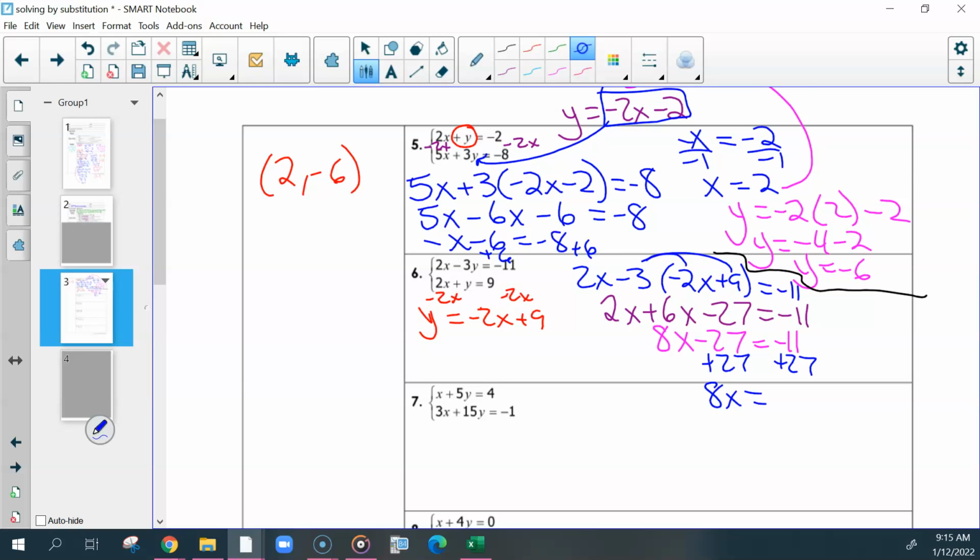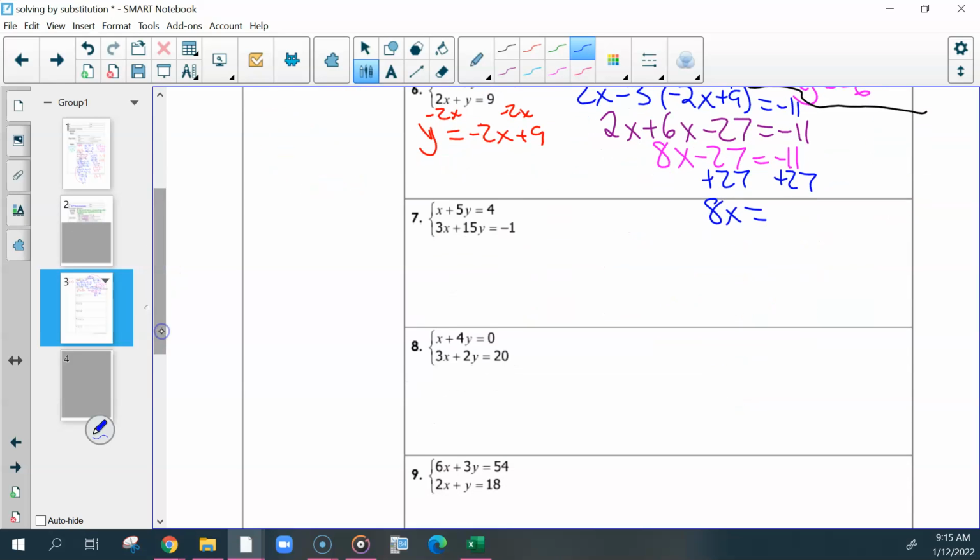And we would get 16. Okay, then what? Divide by 8. And we would get 2.